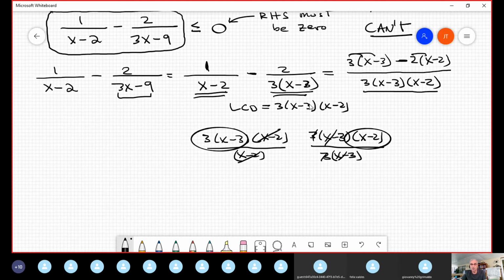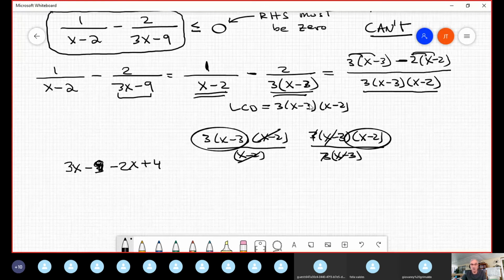Boom, boom. Boom, boom. 3x minus 3 minus 2x plus 4. Okay. Entonces es 3x minus 9, ¿no? You multiply 3 times x, 3x. 3 times 3 is 9. Okay. Over something. I am working only in the numerator part. Entonces 3x minus 2x is 1x. And negative 9 and positive 4 is negative 5.